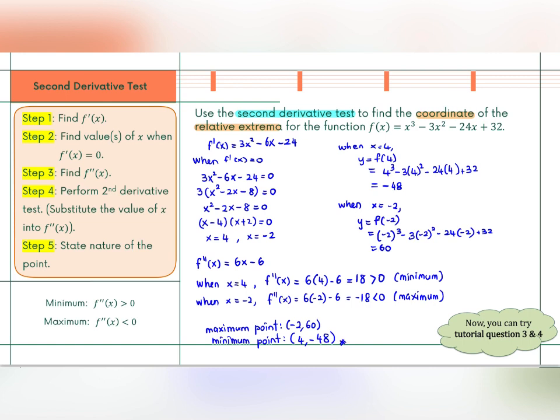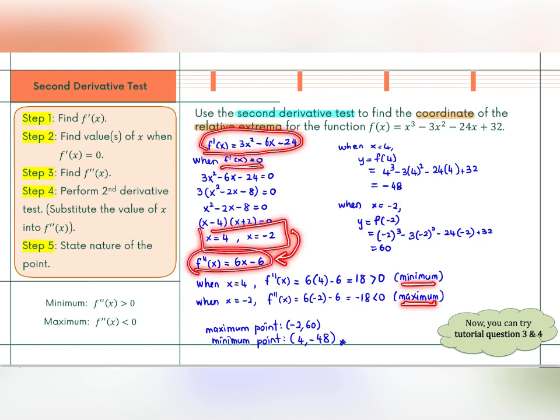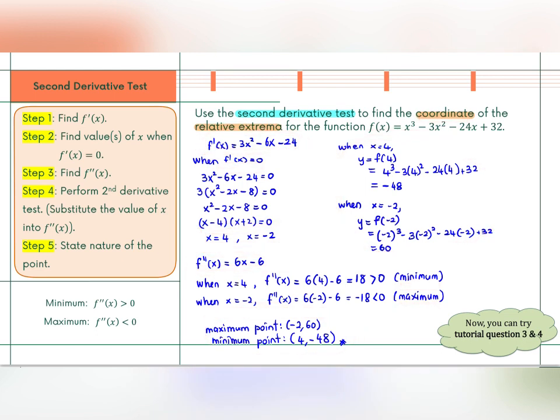Okay, so dekat sini saya recap. Untuk second derivative test to identify maximum and minimum point, first of all, cari f prime x, lepas tu samakan dengan kosong, dapatkan value of x. Kemudian, cari second derivative dan gantikan x yang kita dapat dalam second derivative untuk identify dia adalah minimum ataupun maximum. And then, kita solve apa yang soalan minta lah. So, in this case, soalan minta coordinate. So, we need to find the value of y. And finally, we conclude our answers. Okay, so this is the second derivative test.